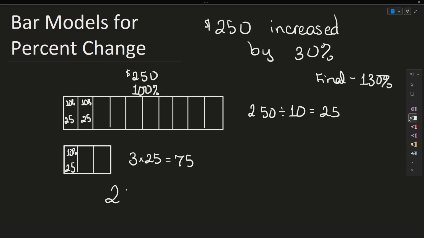Now we add the $250 plus 75 to give us $325. So $250 increased by 30% would be $325.